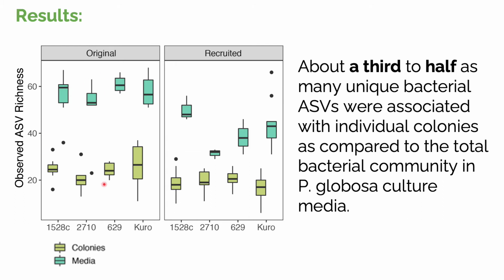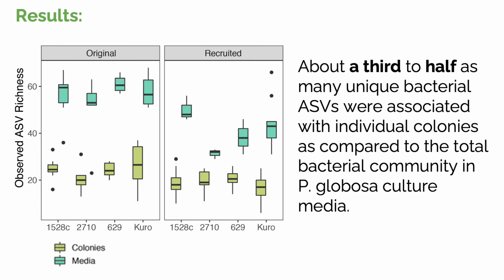So we can see right away that the individual colonies have less diverse microbial communities associated with them. And for the original communities, it's about 1/3 as diverse. And in the recruited communities, there's about half as many ASVs in each of the colony samples compared to the media samples. So essentially, it looks like the colonies have a subset of the available bacteria in the culture media that are associated with the colony surface.